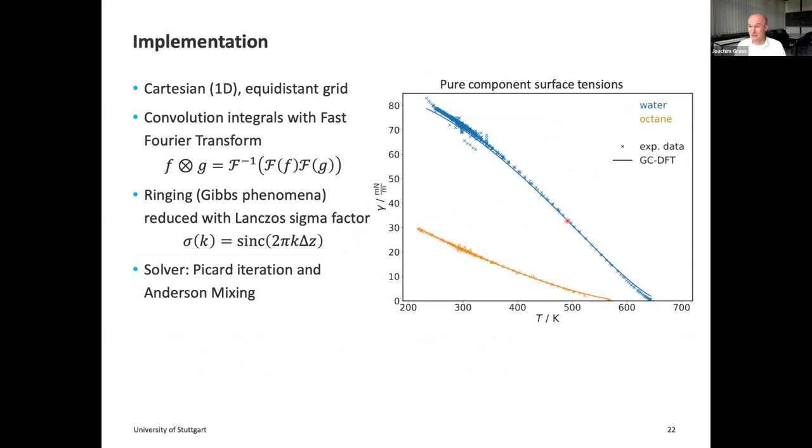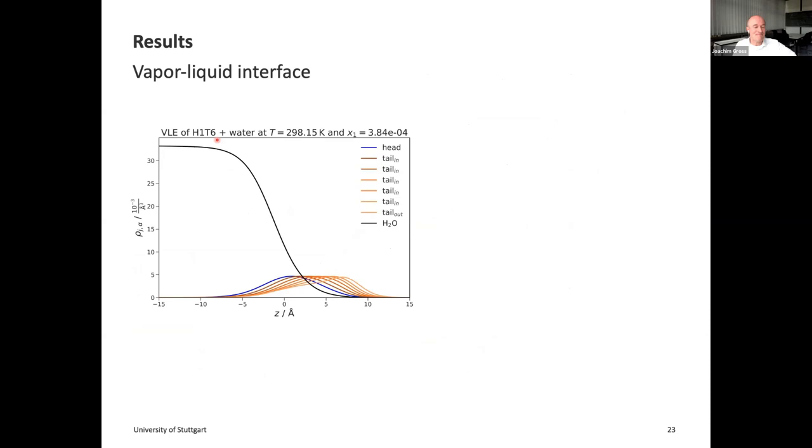So this is a vapor liquid system. On the left-hand side, vapor phase, right-hand side, liquid phase. And we see indeed a strong, pronounced enrichment of this surfactant at the interface. And it does perform the way we had expected it to perform. The polar head is pointed towards the liquid and the alkyl tail is pointed away.